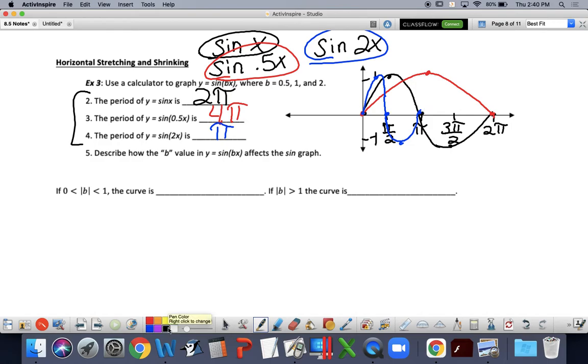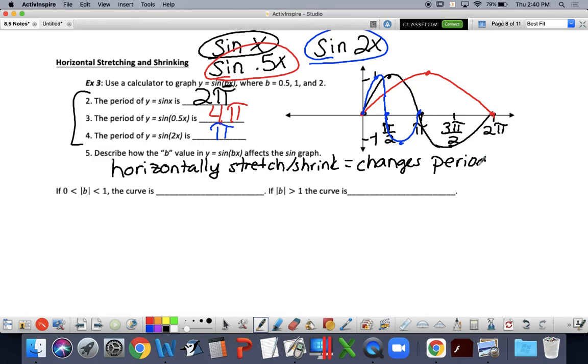So when we talk about how this b value, so now we're adding all these letters, right? A, B, and C. The b value is the value right in front of the x, inside of that sine or cosine function. That is going to horizontally stretch or shrink, which changes the period. Right? Before we were changing the range, now we're going to be changing the period value just by putting a number in front there. And so the question is, okay, if we're horizontally shrinking or stretching, changing the period, what's kind of the rule of thumb?